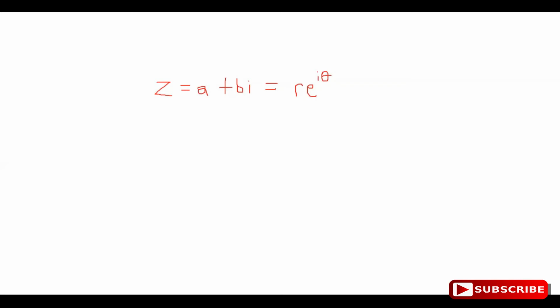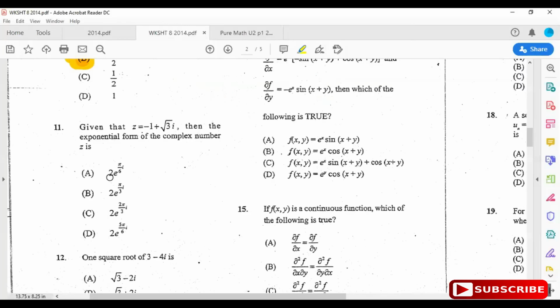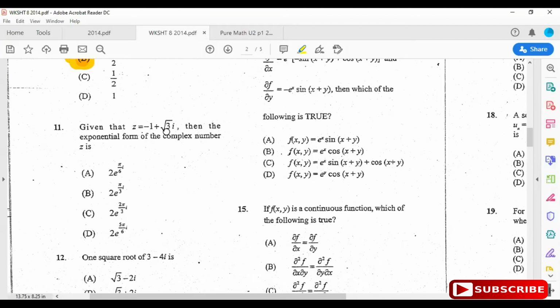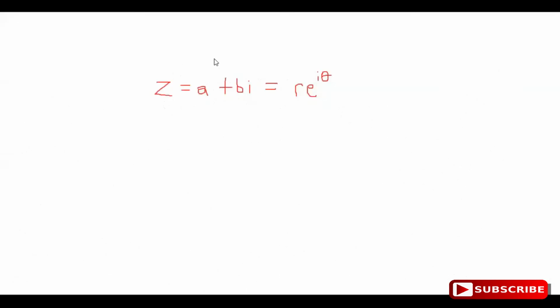All right, so all we need to do is find r and theta. But looking at the options, they already tell you that r is 2. So the only thing we need to do now is find theta. Before we can find theta, look at this. Z is minus 1 plus root 3i. Minus 1 plus root 3i means that it is not in the first quadrant. If you sketch the Argand diagram, minus 1 is somewhere maybe right here, and root 3 somewhere maybe right here.